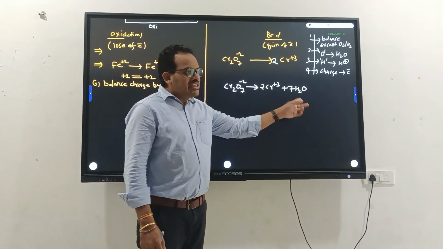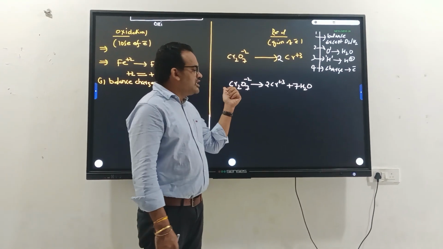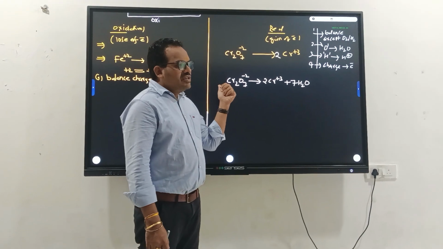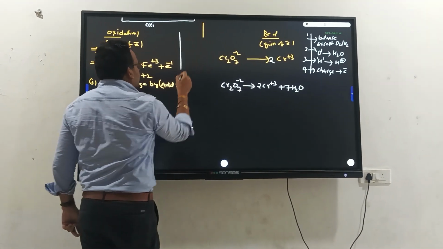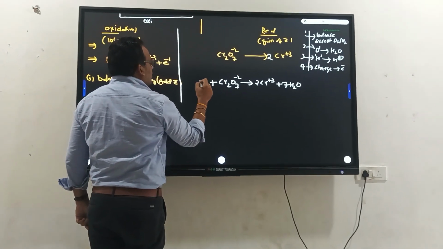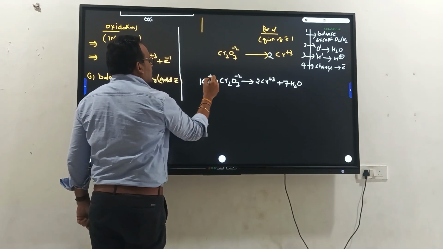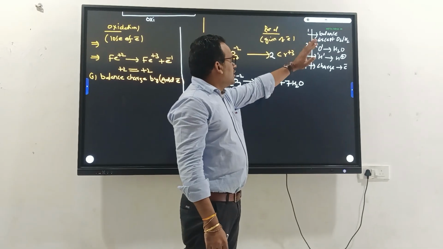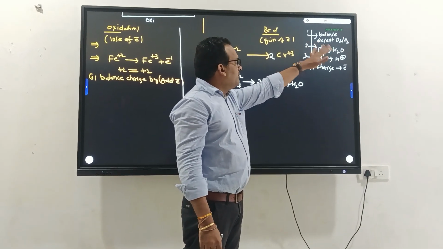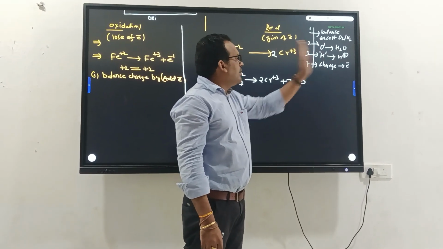Here 14 hydrogens are there. So, how many H+ do I have to take, children? Here also I have to take 14 H+ ions. Now, metals are balanced. Oxygen is balanced by water, hydrogen is balanced by H+ ions.